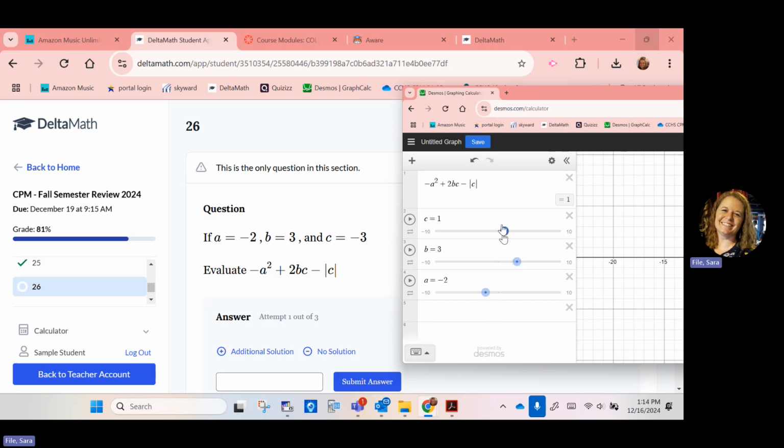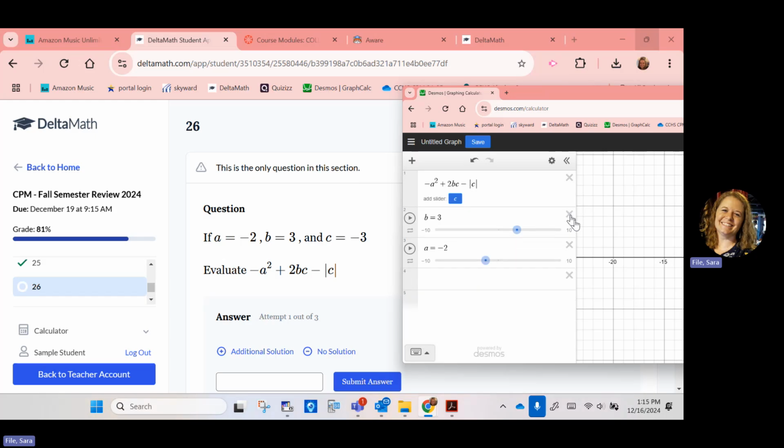And C is -3, so I'm going to set C to -3. So when A is -2, B is 3, and C is -3, we get -25 as our answer. So that's one way.